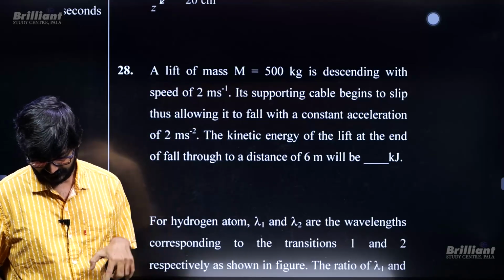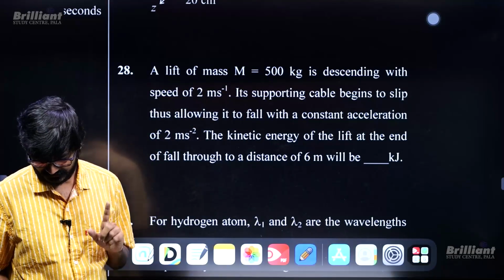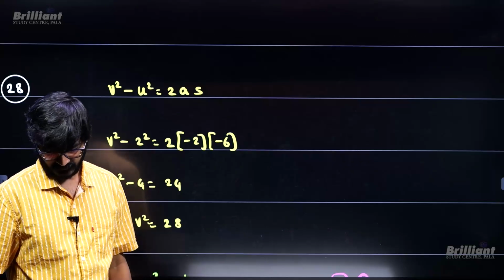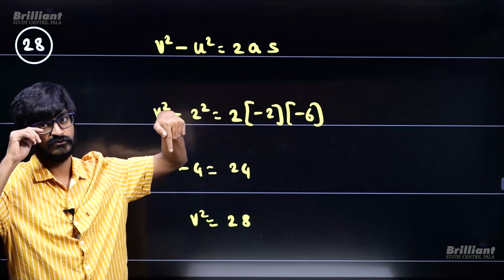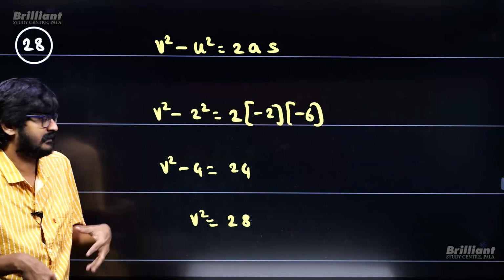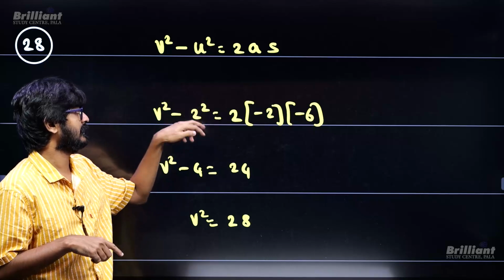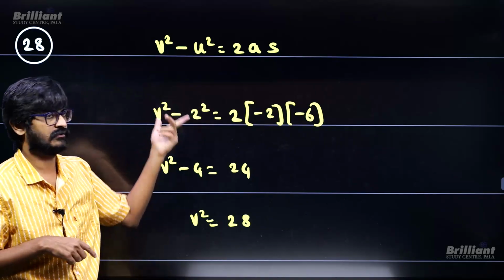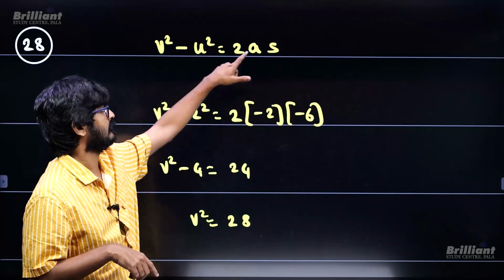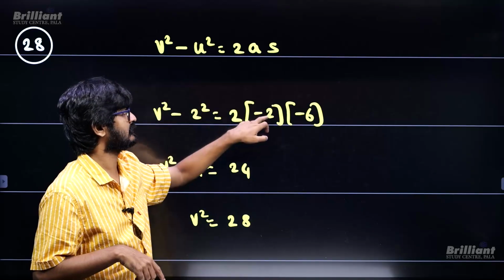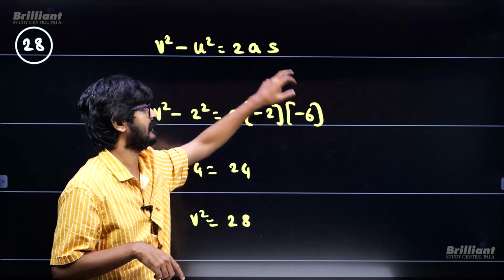The kinetic energy once it falls through 6 meters is how much? So what is happening? Initial velocity is 2. What will be the velocity once it travels distance 6? So v square minus u square equals 2as. Initial velocity is given, minus 2 whole square I can write, which will be same as plus 2 whole square. Now acceleration is in the downward direction, so minus 2. Displacement is in the downward direction, so minus 6.